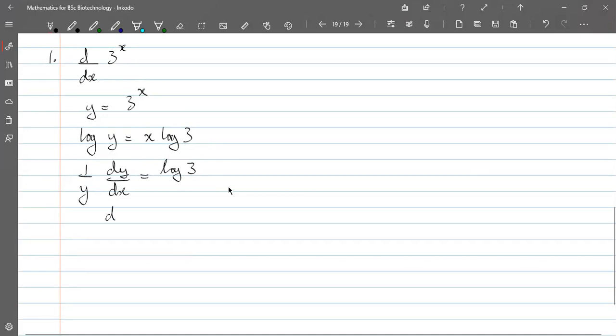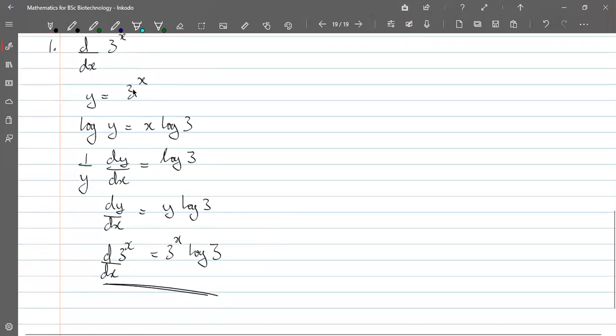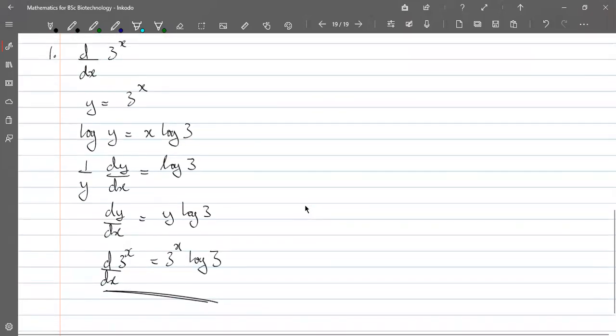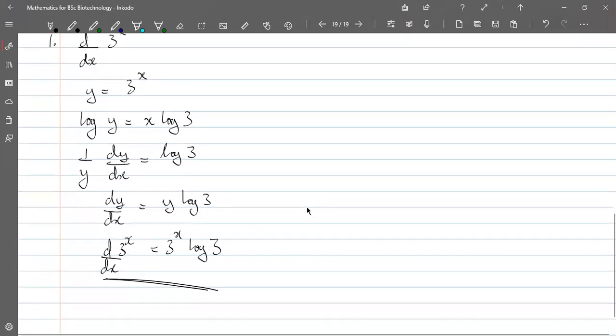And therefore we have dy by dx is y log 3. That is, the derivative of 3 to the power x is equal to y log 3. Now what is y? 3 to the x. So you get the same answer as before, but maybe it's slightly easier to write. Particularly in the more complicated functions, you will see that this is easier to write than writing everything in the exponent and doing the computations there. This is understood.